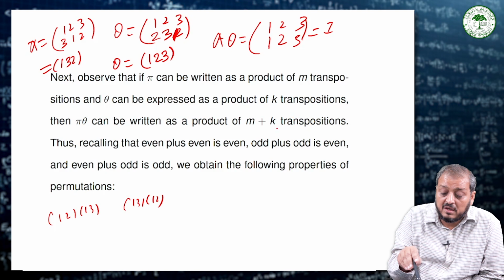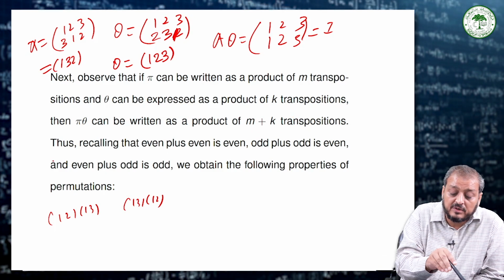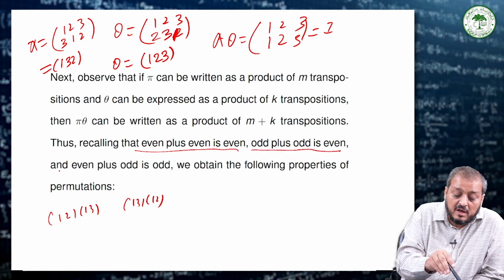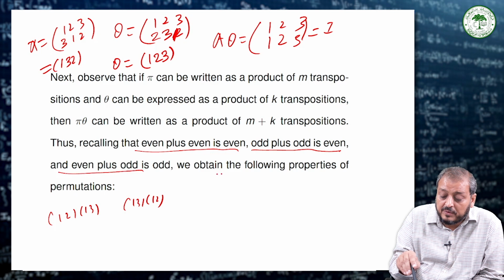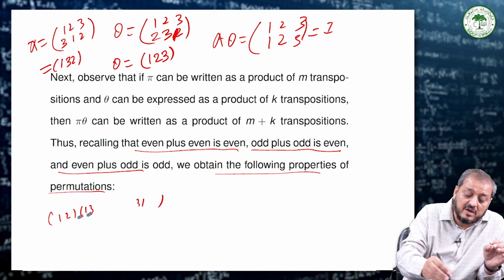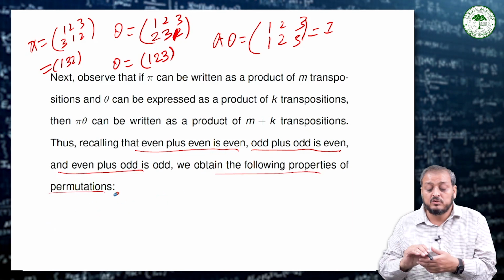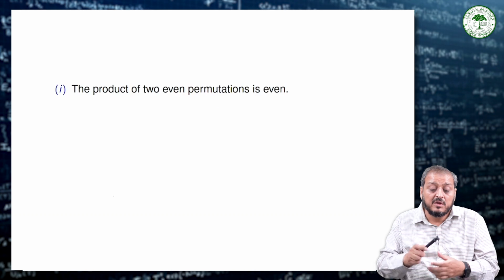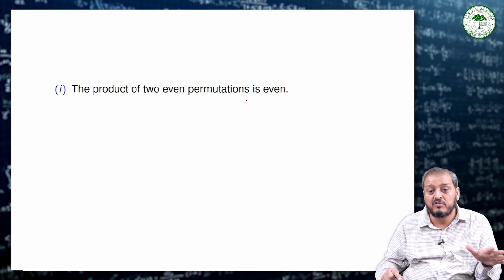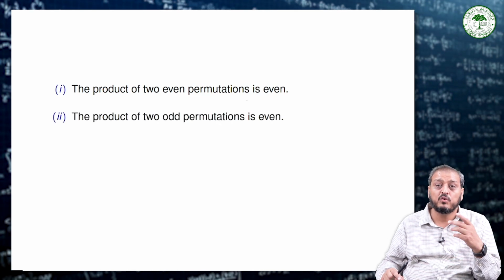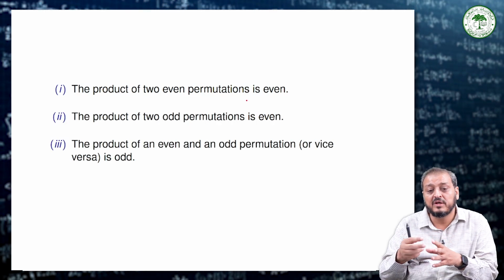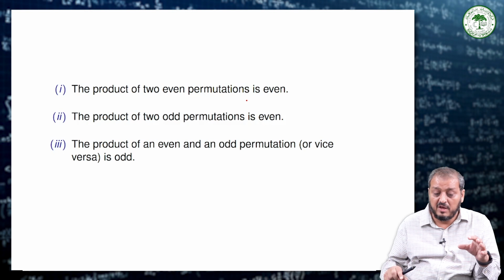So this is written as a product of m plus k transpositions, recalling that even plus even is even, odd plus odd is even, and even plus odd is odd. We obtain the following properties of permutations. The product of two even permutations is even, the product of two odd permutations is even, and the product of an even and an odd permutation, and vice versa, is odd.